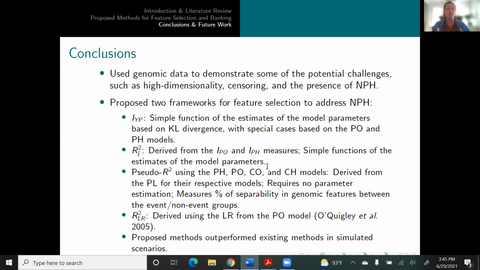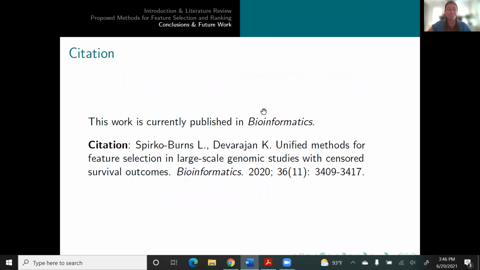We looked at the R-squared measure based on the I measures. They're derived by IPO and IPH. They're simple functions of the estimates of the model parameters. Then we have the pseudo R-squared measures using the PH, PO, CO, and CH models. They're derived from the partial likelihood for their respective models. They require no parameter estimation, and they measure the percentage of separability in genomic features between the event and non-event groups. So it has a nice interpretation. We also had our R-squared LR measure, which was derived from the log likelihood ratio from the PO model. And overall, we showed that our proposed methods outperformed existing methods in simulated scenarios.